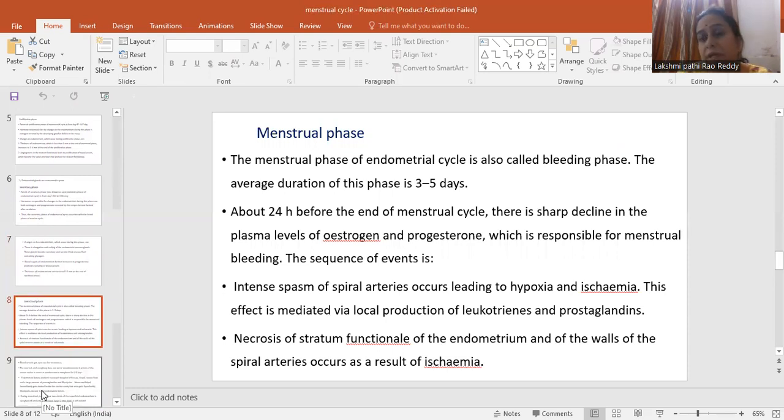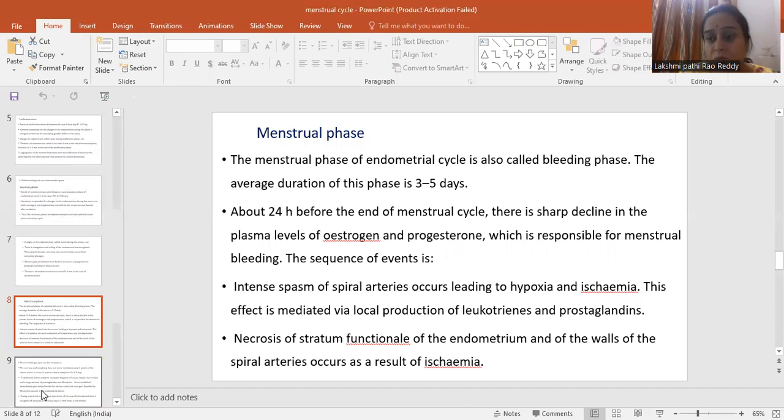Now suppose pregnancy takes place. The endometrium is ready to receive and ready to supply nutrition to the developing embryo, and there will be dominance of progesterone, which will be continuously supplied by the corpus luteum up to 3 months. After that, the placenta will take over the role, and progesterone will be secreted by the placenta.